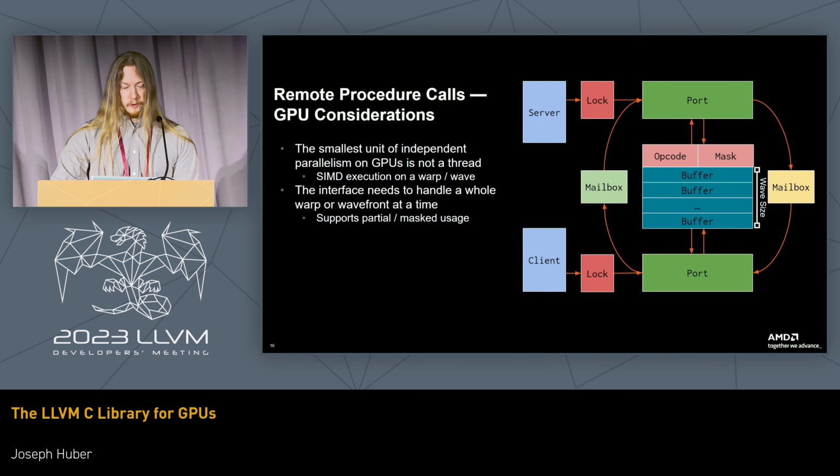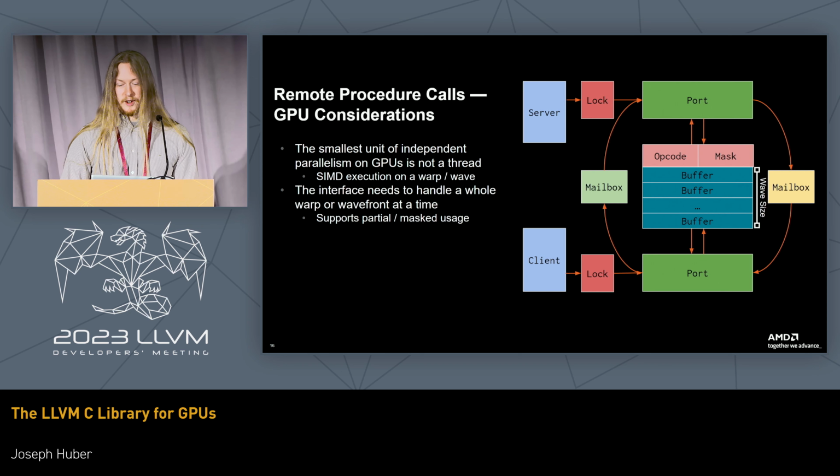As many of you know, the smallest unit of actual parallelism on a GPU is not a thread like they tell you. They actually lie to you. It's a warp or a wavefront, which is a group of 32 or 64, maybe 16, I don't know, threads. So suffice to say that we need to have the granularity on this operation to take a whole warp or wavefront into account when we execute this.